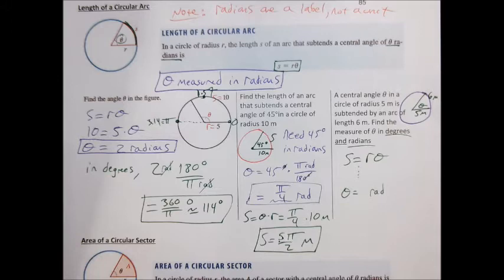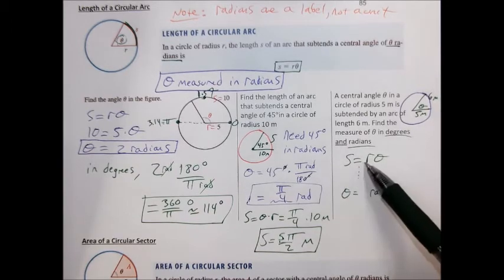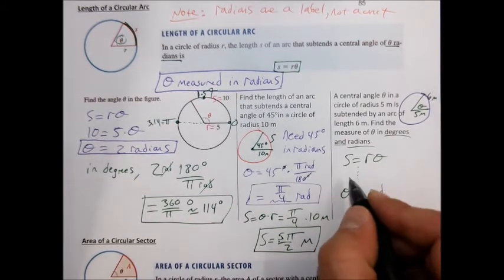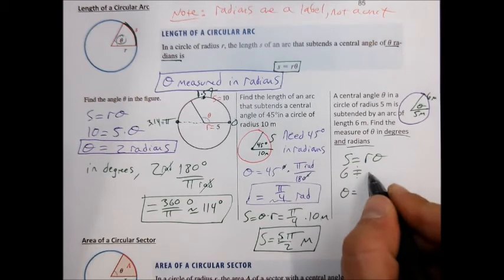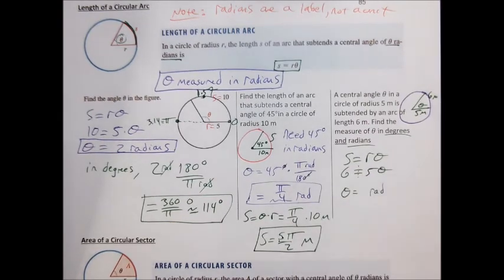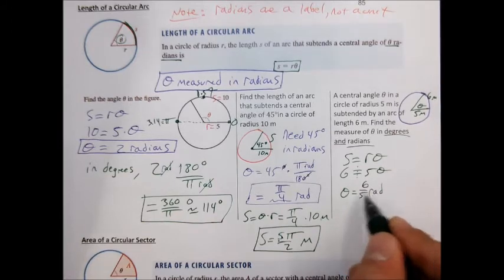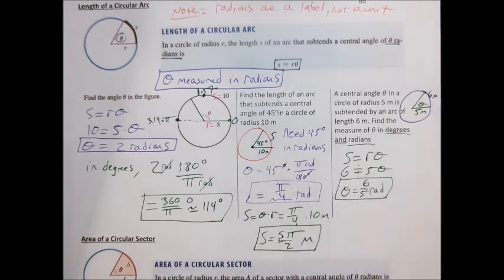All right, let's take a look at this one. We've got an s value and we've got an r value, so we can plug those in. This becomes 6 equals 5 times theta. And so when we solve for theta, we get 6/5, so 1 1/5 radians is what that ends up equaling.